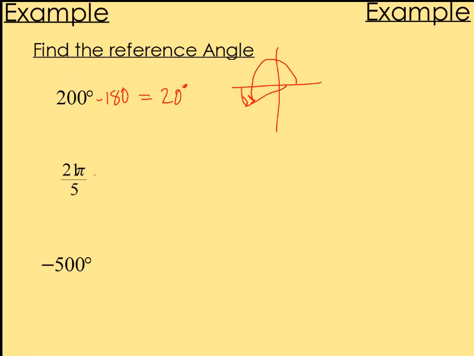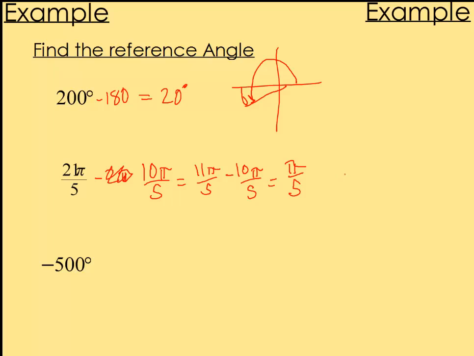For 21 pi over 5, that's bigger than 2 pi, so I have to find something coterminal to 21 pi over 5. I'm going to subtract 2 pi from that, and I could write that over 5 as 10 pi over 5. So you get 11 pi over 5, but that's still not less than 2 pi. So subtract another 2 pi, which is 10 pi over 5, and I'll get pi over 5.